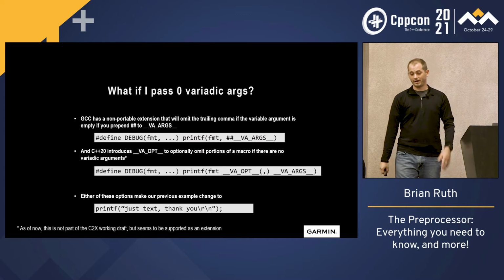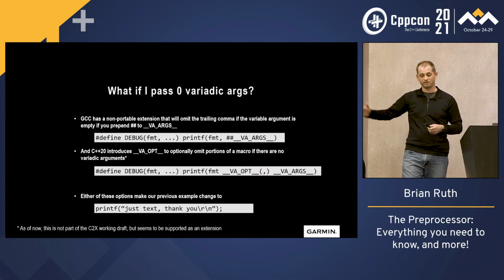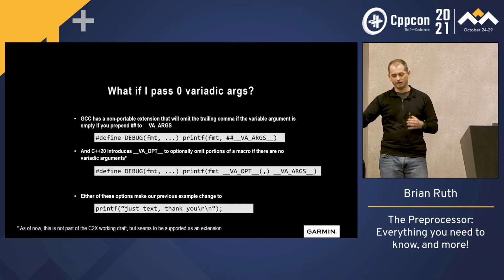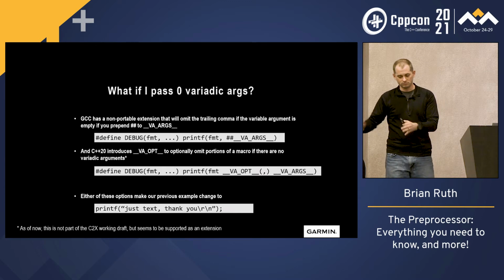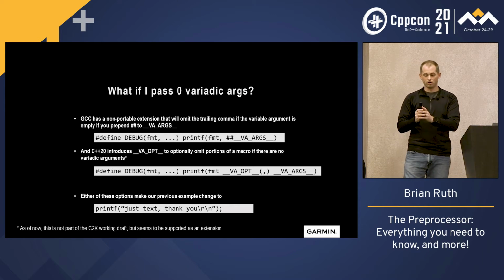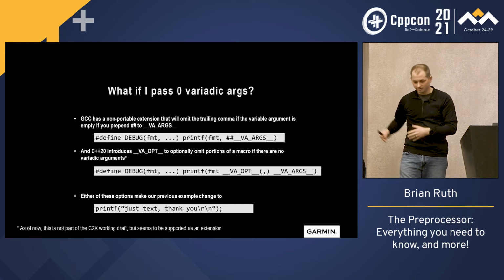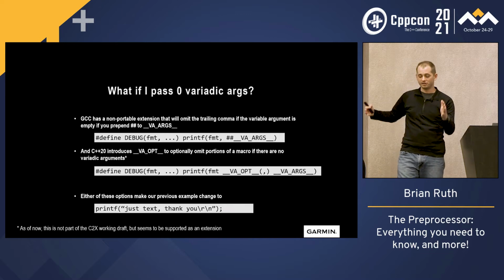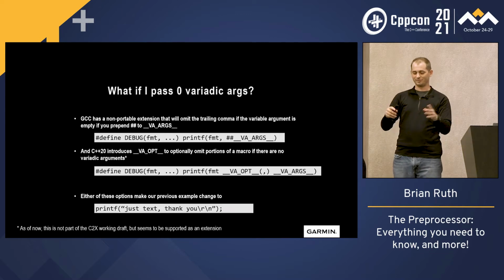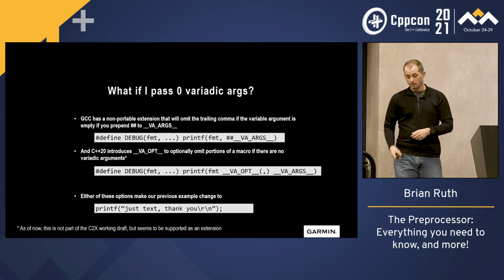So there is a way to get past that. In GCC, if you ever see the double ## before __VA_ARGS__, there's an extension that will actually say, if there are no VA_ARGS, then don't put the comma in there. Just ignore that portion of it. And then in C++20, you actually get this __VA_OPT__, which will optionally omit any text that is inside of it. Actually, you're supposed to include everything around it, not just the comma, so that's a typo there. But yeah, it'll include everything inside that VA_OPT if there are VA_ARGS. And then either of those options will make it perform how it should.